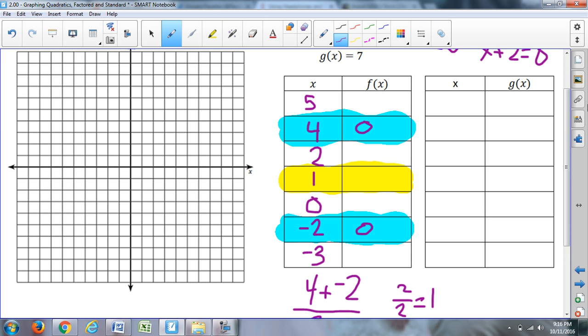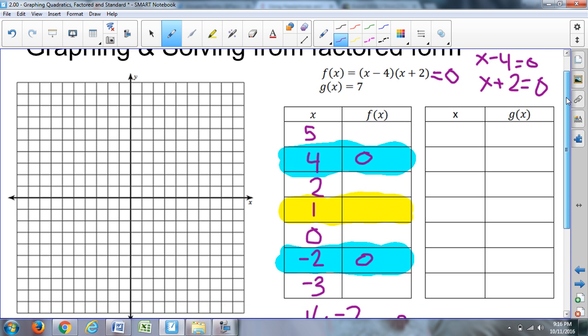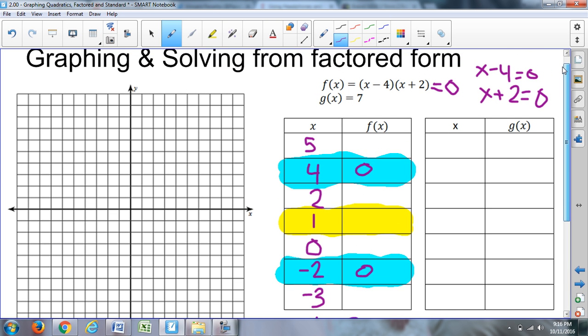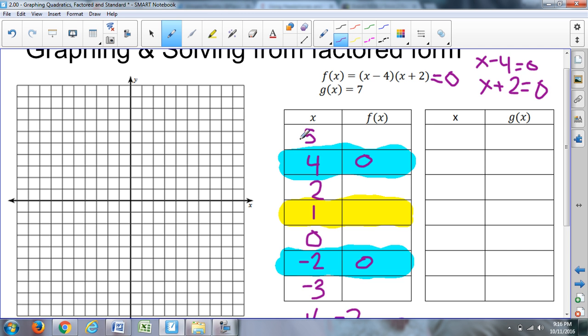All right, and then we are evaluating at those points. All right, we can choose the inputs in the second table to be the same thing, or really anything. It's a constant function. All our outputs are going to be 7. So now if I'm plugging in 5, so if I replace x with 5, I have 5 minus 4 times 5 plus 2. 5 minus 4 is 1. 5 plus 2 is 7. So 1 times 7, which is 7.